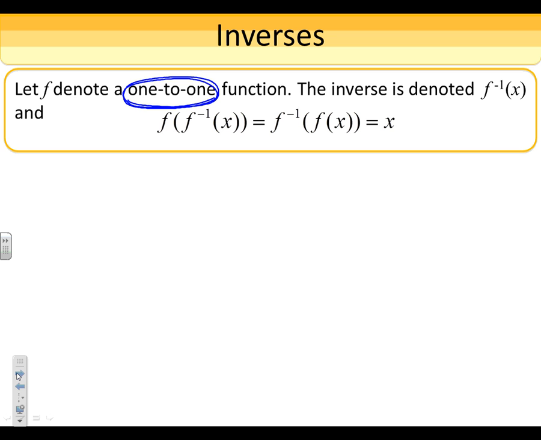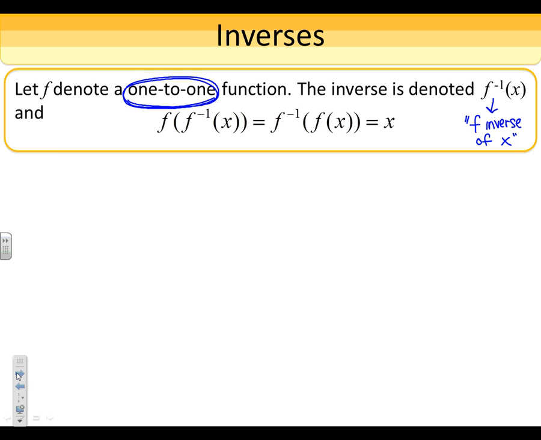So starting with a function that is always one-to-one, the inverse is denoted f inverse of x. When we have that -1 raised as an exponent there, we read this as f inverse of x. That is just the notation that you use to say it is the inverse.